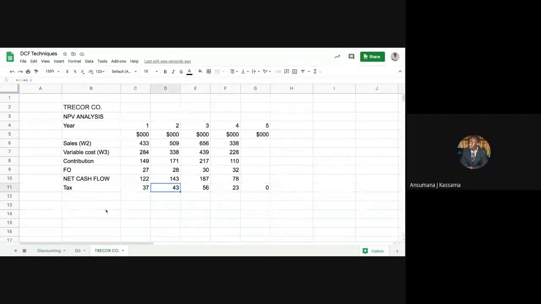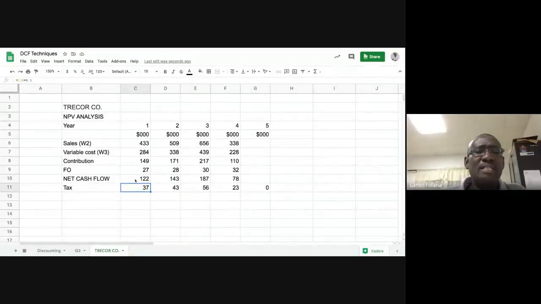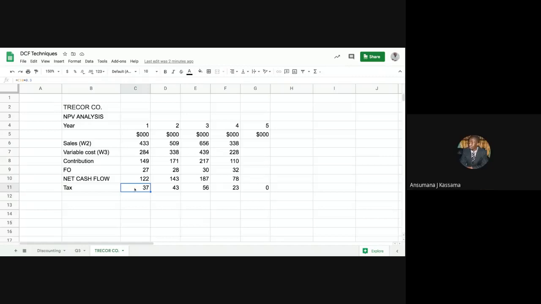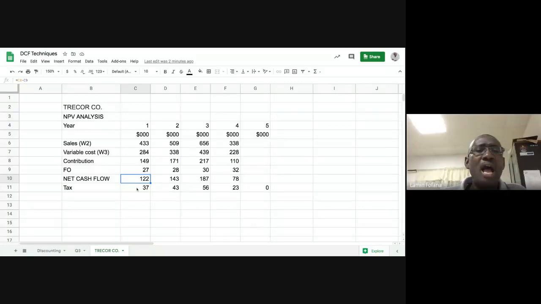Why? So you pay tax in arrears. You pay tax in arrears. Me, I'm not an accountant. What does that mean? What is in arrears? Me, I don't know that. This year, the first year's tax will be paid in year two. Okay, so that's what it means in arrears, huh?